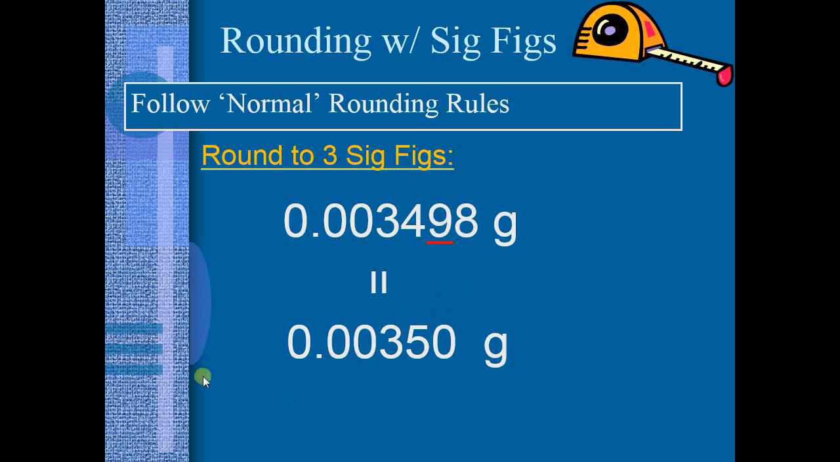So always double check your answer. Make sure that your final answer has the correct number of Sig Figs of what you are supposed to round to. Try practicing a few of these, and it's pretty easy.